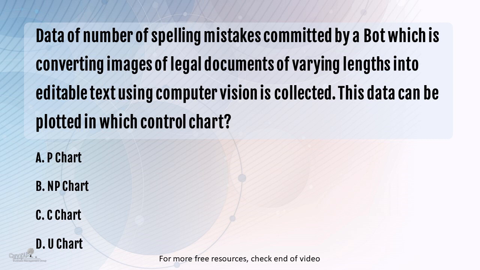So clearly P chart and NP chart are out of the question, because both of these charts are used for defective data and not defects data. So what's left for us is C and U. C talks about constant opportunity, where if it had been stated that the length of these documents is the same, then I would have clicked on C. Because it says the length of the documents is varying, the answer is U.